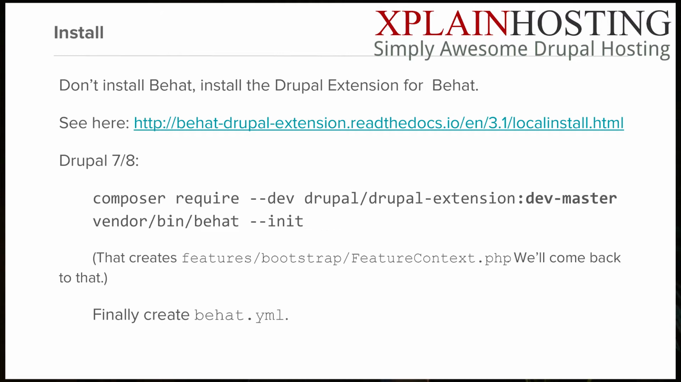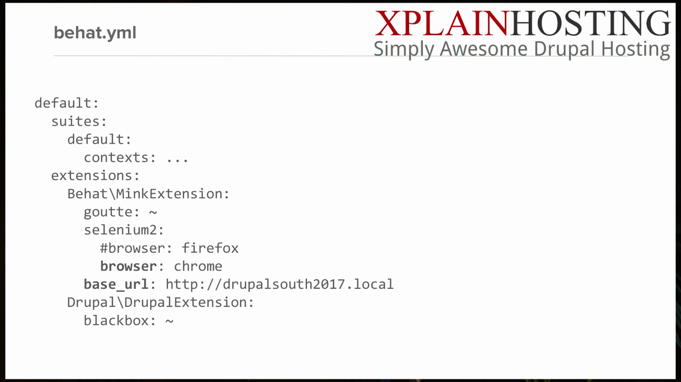And then we initialize your test with behat --init. That creates two files, FeatureContext, we'll talk about it later, and it creates a file called behat.yaml. That's a standard YAML file which looks like this, has all kinds of stuff in it which is not immediately important, but the ones in bold are the ones I want to talk about now.